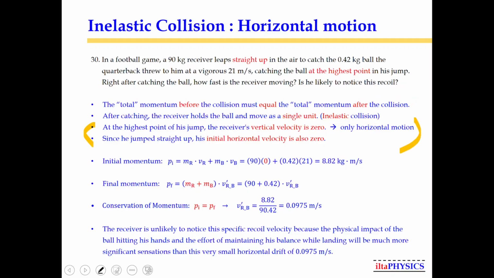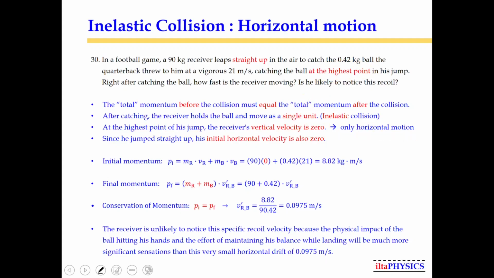First, it says the receiver caught the ball at the highest point of his jump. This means the receiver's vertical velocity is zero at that moment. Remember from our lessons on free fall motion that an object at its peak is momentarily at rest, so its vertical velocity is zero. Therefore, we only need to consider the horizontal motion for this problem.